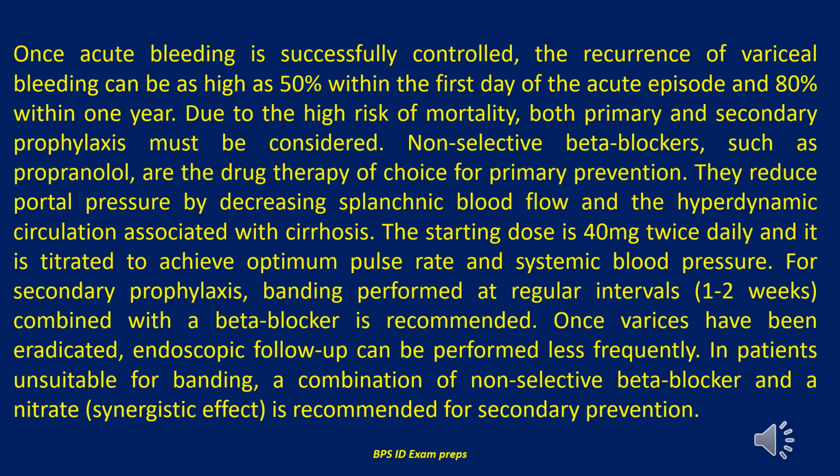Due to the high risk of mortality, both primary and secondary prophylaxis must be considered. Non-selective beta blockers, such as propranolol, are the drug therapy of choice for primary prevention. They reduce portal pressure by decreasing splanchnic blood flow and the hyperdynamic circulation associated with cirrhosis. The starting dose is 40 mg twice daily and it is titrated to achieve optimum pulse rate and systemic blood pressure. For secondary prophylaxis, banding performed at regular intervals 1 to 2 weeks combined with a beta blocker is recommended.